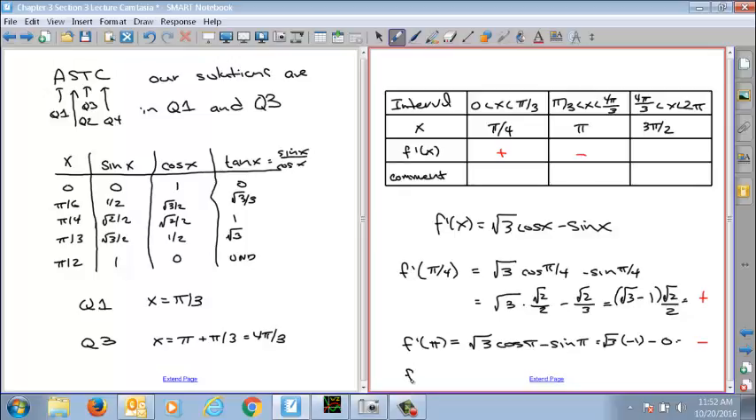And then we do the first derivative at 3 pi over 2. So we get the square root of 3 times the cosine of 3 pi over 2 minus the sine of 3 pi over 2. And cosine of 3 pi over 2 is 0. So we get negative the sine of 3 pi over 2, which is negative 1. So we get 1, which is positive. That's positive.